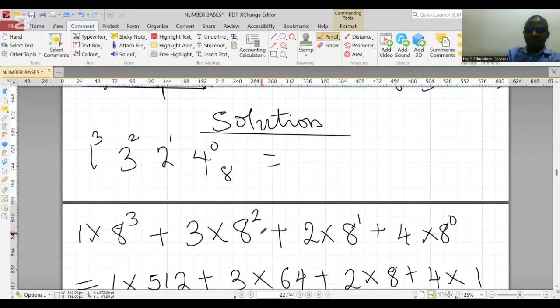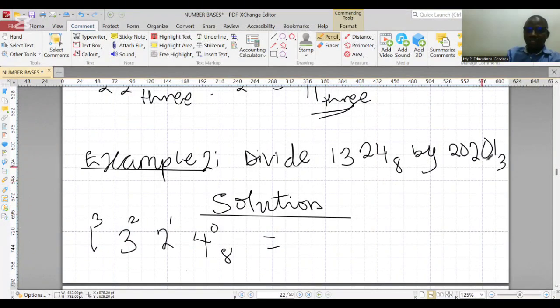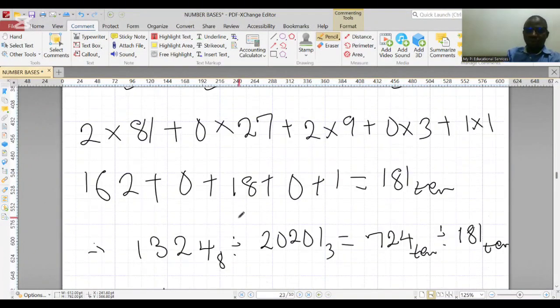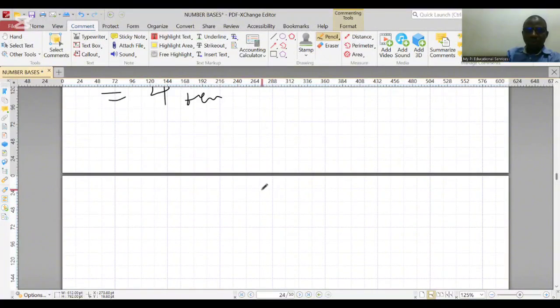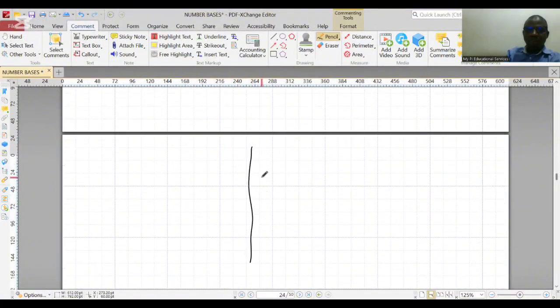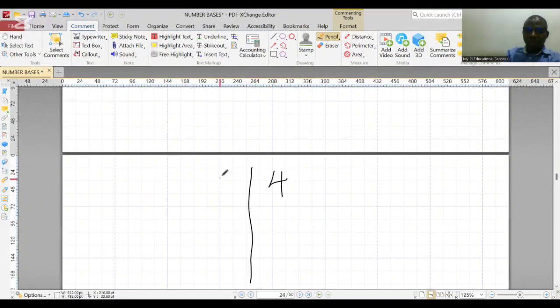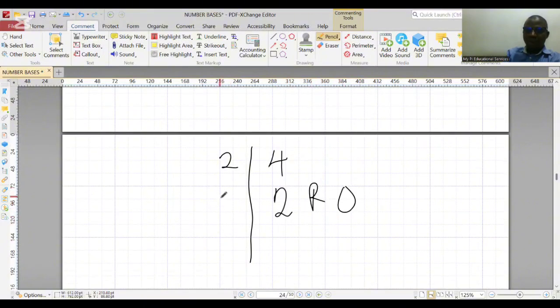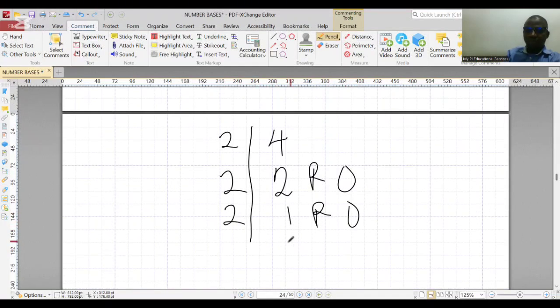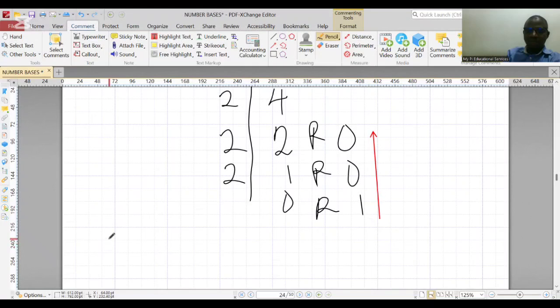Now, since we have been told to leave our answer in base 2, you divide this 4 by 2. 4 divided by 2 will give you 2, with a remainder of 0. 2 divided by 2 will give you 1, with a remainder of 0. And 1 divided by 2 will give us 0, with a remainder of 1. Of course, you read the number from the bottom to the top. So your answer will be 100 base 2.